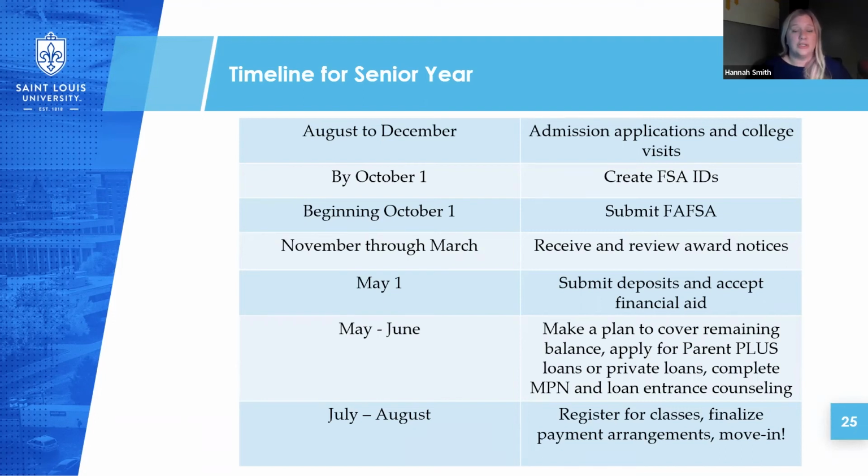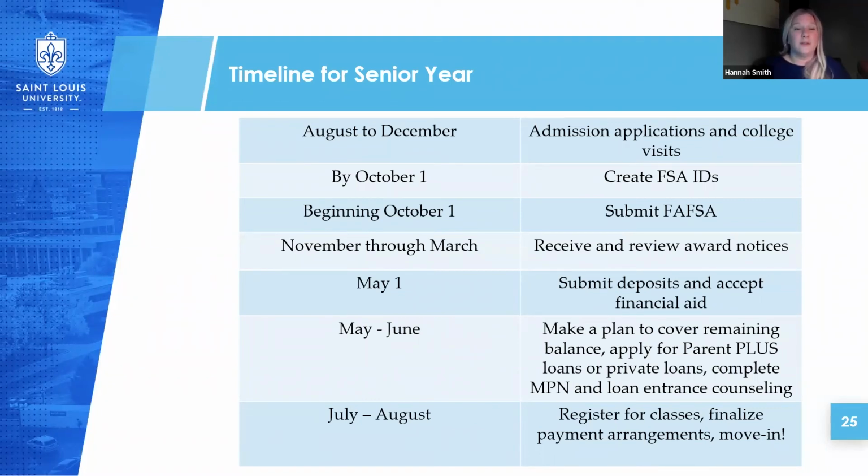So National College Decision Day, you'll submit your deposits by May 1st and accept any financial aid that you want at that institution that you're planning on enrolling in. And then that summertime, I know it's a really exciting time with graduation parties and fun summer plans for after your senior year. But do spend some time focusing on making a plan for covering that remaining balance. Parents, you can start applying for Parent Plus loans or private or alternative loans if you know you're going to need some additional financing options to be able to cover that remaining balance.